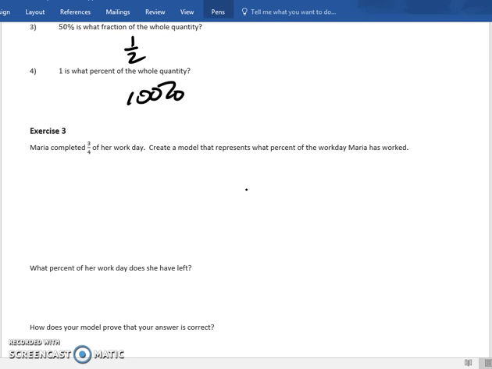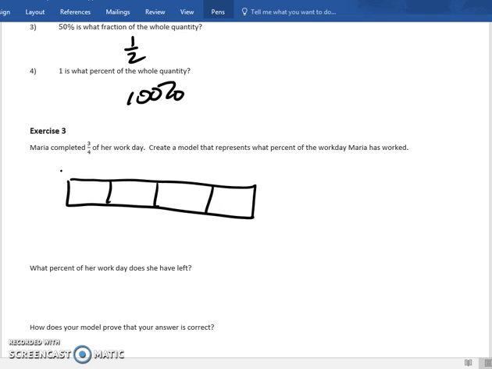So we're going to be making more use of these. We do want to start reading there. Maria completed 3/4 of her workday. Create a model that represents what percent of the workday Maria has worked. So the idea here is, model-wise, 3/4, we're going to break it up into fourths. So we have a 0, we have a whole amount. That means we're going to have 1/4, 2/4, and 3/4.